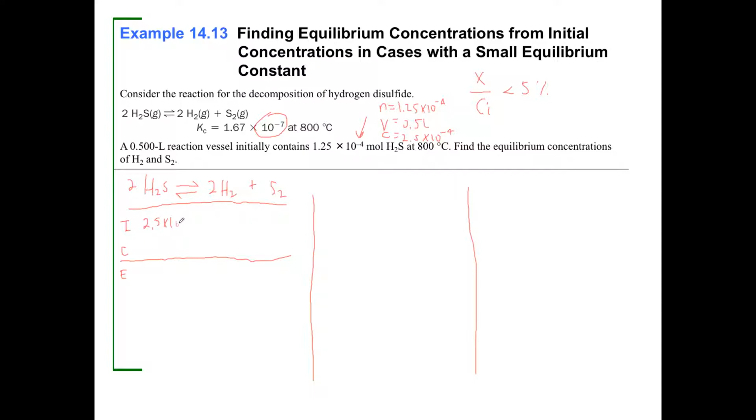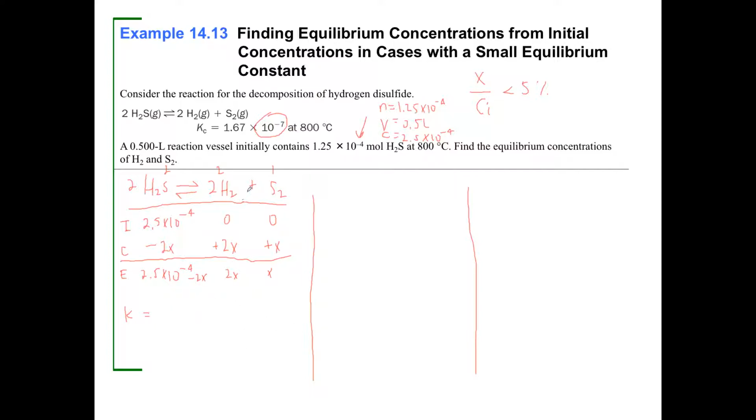2.5 times 10 to the minus 4, okay? And this is 0, and this is 0. Now watch this. If I lose, can you see a 2 to 2 to 1 ratio here? So I'm going to be losing here 2x, gaining here 2x, and gaining here, but I'm only gaining x because it's a 1, right? So my equilibrium is going to be 2.5 times 10 to the minus 4 minus 2x, and x. Going a little faster here because we set everything up nicely in the previous slide.